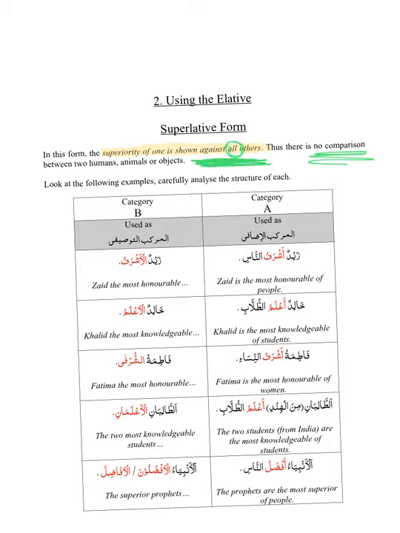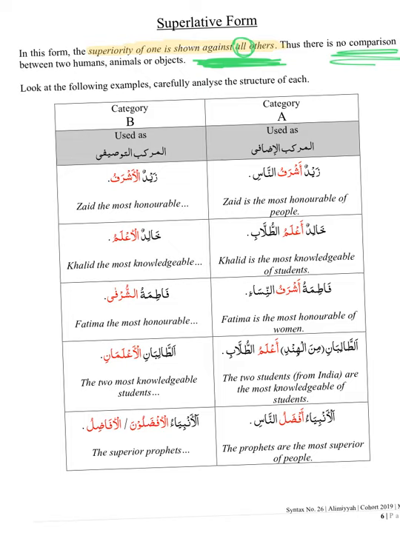So if you look at category A and category B, basically, category A is when we use ismut tafdhil, like I just mentioned, as mudaf mudaf ilayh, al-murakkab al-idafi. Category B here is using ismut tafdhil as mawsuf sifa, as al-murakkab al-tawsifi. Let's do the easy one first. The easy one is category A.